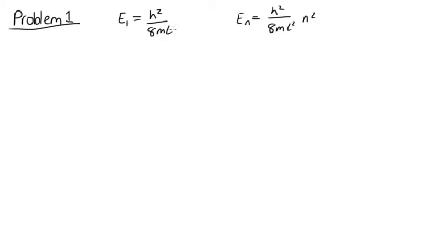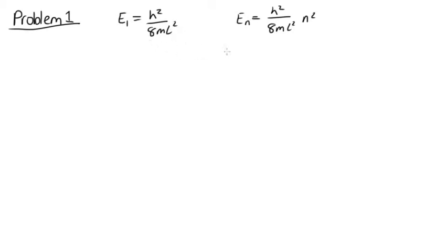Okay, this is problem 1. In this problem, we've got an electron in an infinite one-dimensional well. Initially, it has length L, and we're told that the ground state energy is given by E1. And we know that for infinite potential wells, the energy levels are given by h squared over 8mL squared times n squared. So for the ground state energy, we've got n equals 1. So this is equal to h squared over 8mL squared.